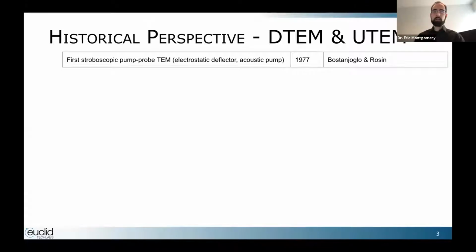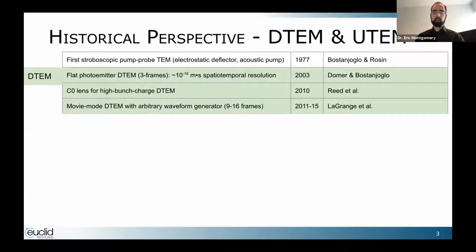Historically, in the 60s, we started seeing proposals to do ultrafast TEM, and as early as the late 70s, the first stroboscopic pump probe. Of course, no one would term this ultrafast, and so it was in the early 2000s when the DTEM started its development, and the first 3-frame DTEM was published using flat photo emitters. John detailed the subsequent advances in the DTEM field, of which there have been significant ones in the past decade.